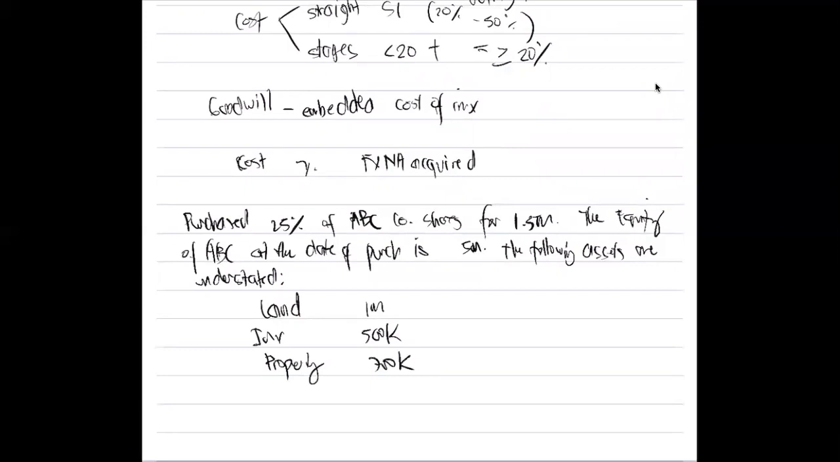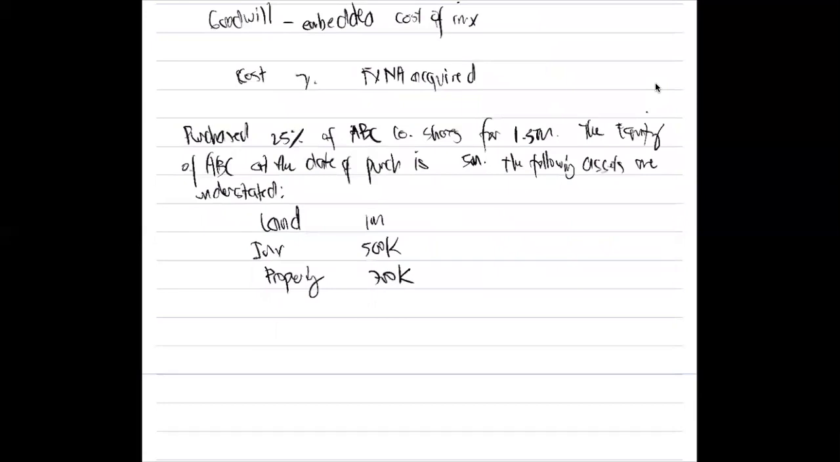So how do we compute for your goodwill? Generally what they do is you first get your cost, which is 1.5 million, less the book value of net assets acquired. Our net assets acquired is 5 million multiplied by 25% because we only took 25%. So 5 million times 0.25, we have 1,250,000.